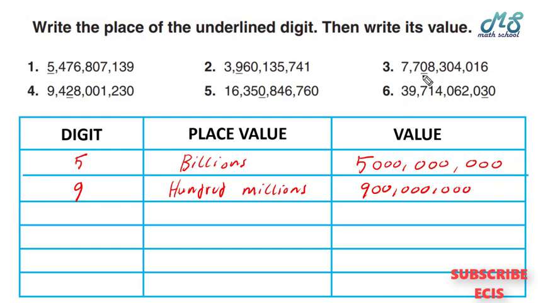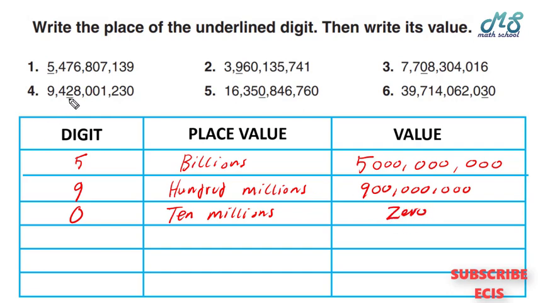Go to number 3, the underlined digit is 0. 0 in the millions period, its value is equal to 0 in any place. So just write 0. The place value of 0 is 10 millions, so you have to write 10 millions. What about its value? Its value is equal to 0.